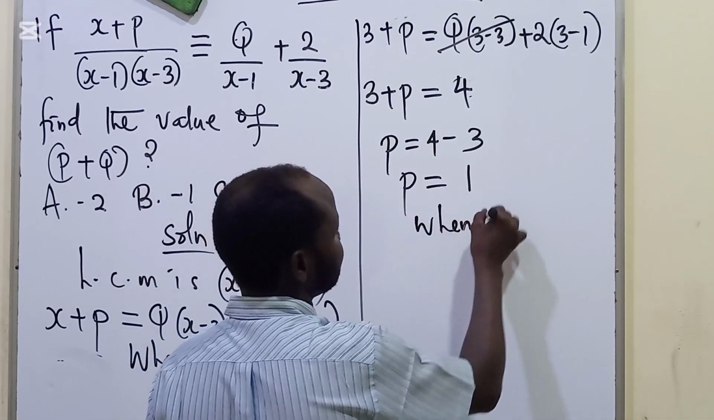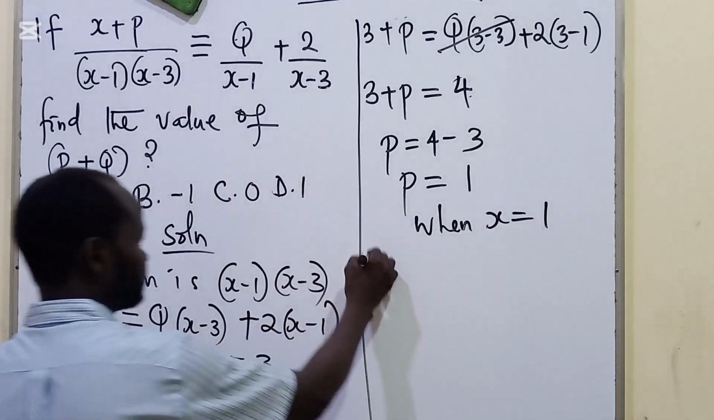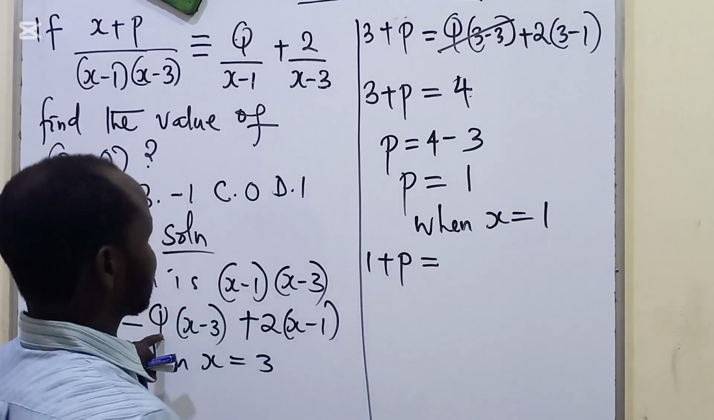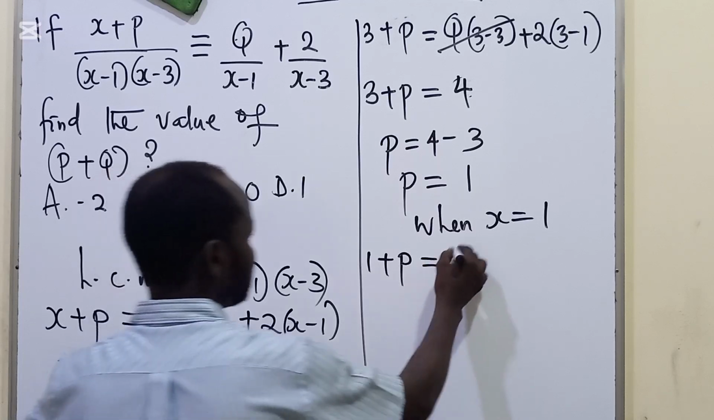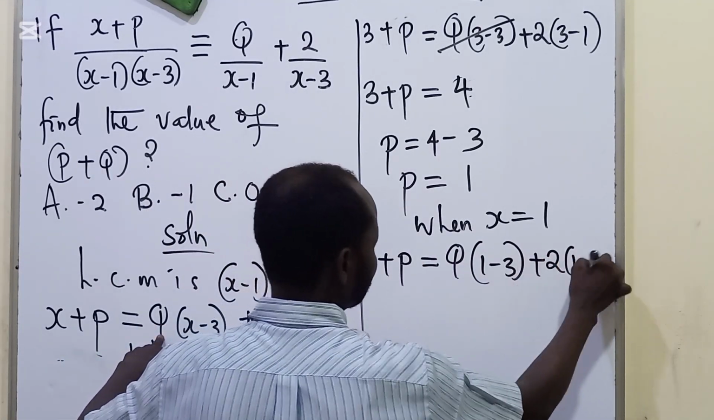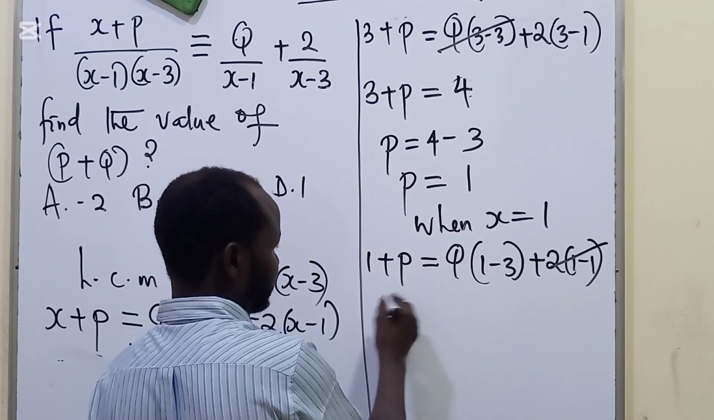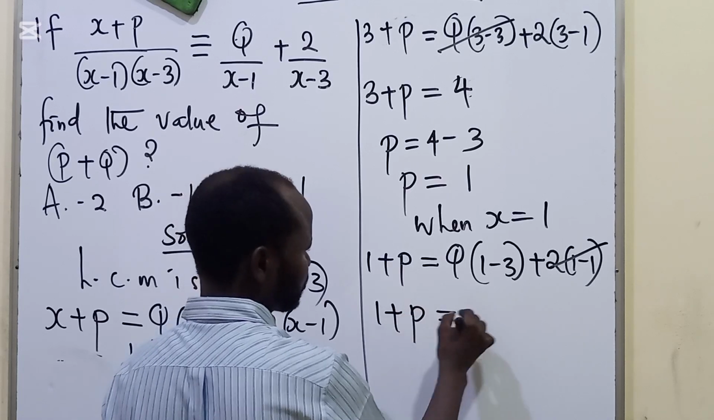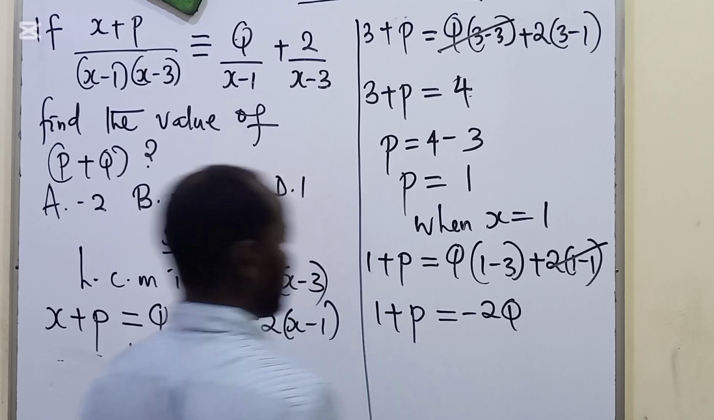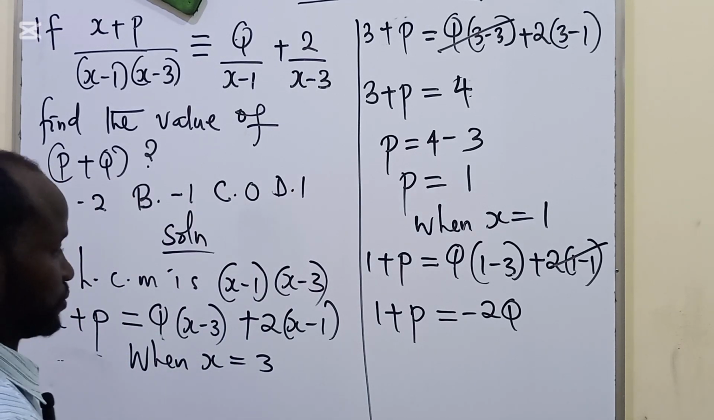Let's substitute x as 1 into this. So we'll have 1 plus p equals, we are looking for q now. That will be q into (1 − 3) plus 2 into (1 − 1). Of course, this will be 0. We can rearrange it. This will be 1 plus p equals 1 minus 3 is −2, times q. That will be −2q. Our aim is to find q now.